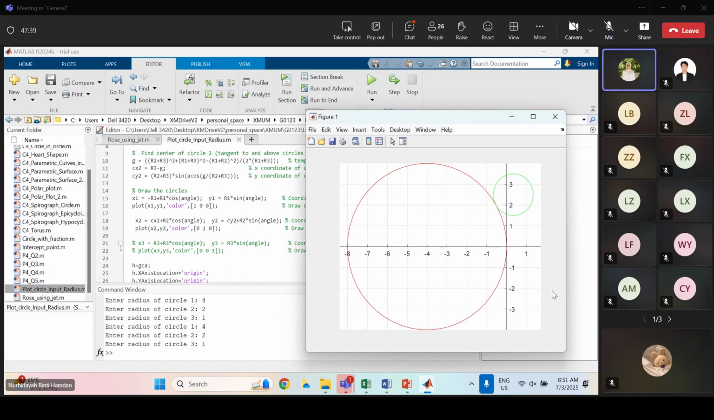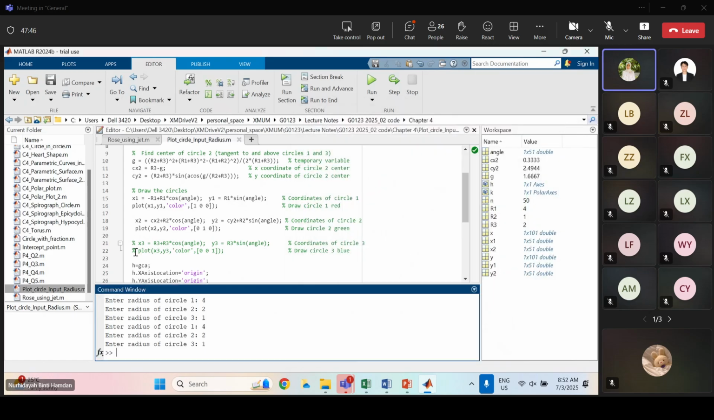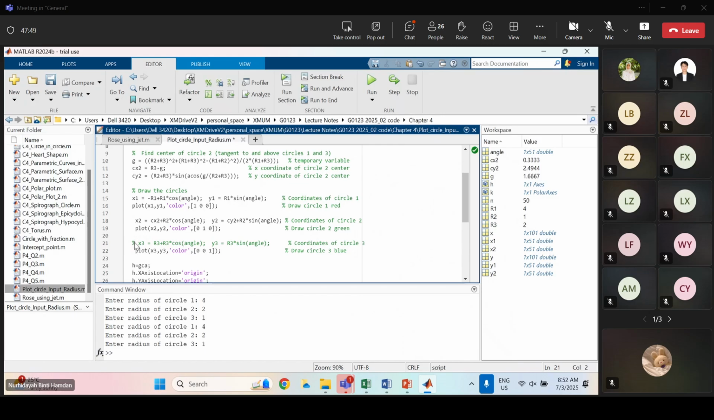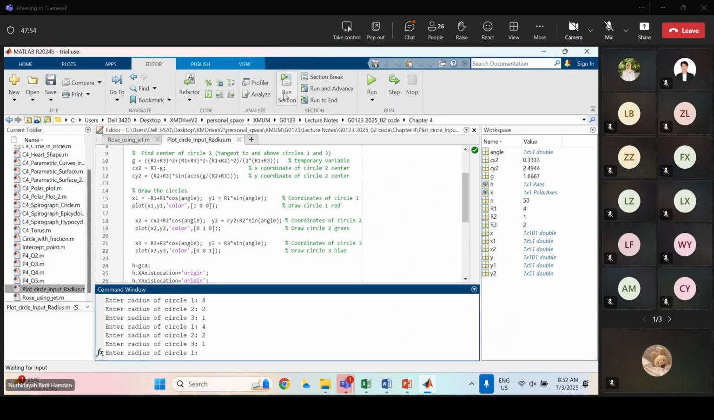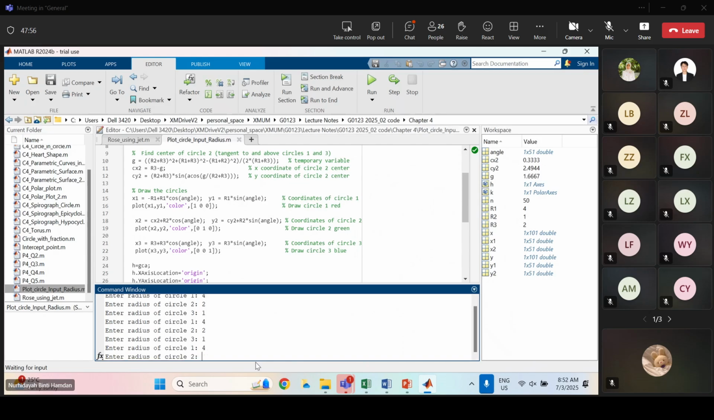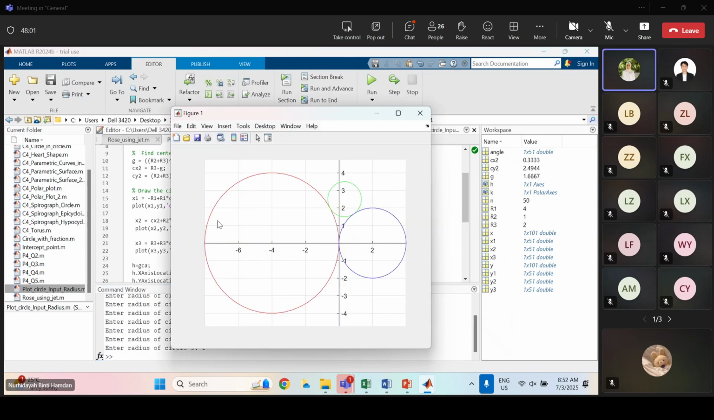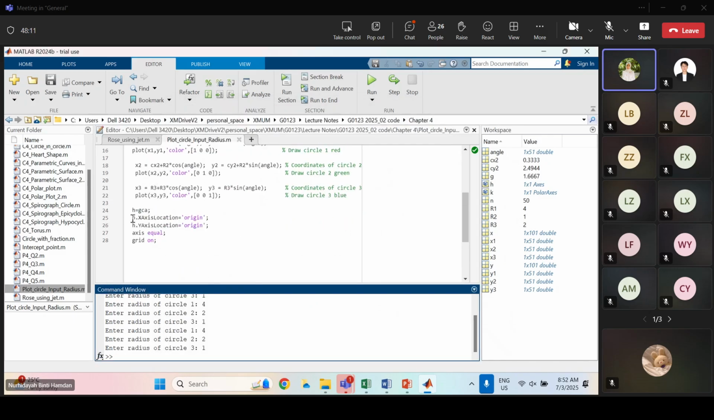So I start with, okay, here. Next, I want to draw the third circle in blue, tangent to above circle 1 and 2. So this is above circle 1 and 2. Now I want to remove all the axes, so I use the axis location start origin, axis equal, then click on.